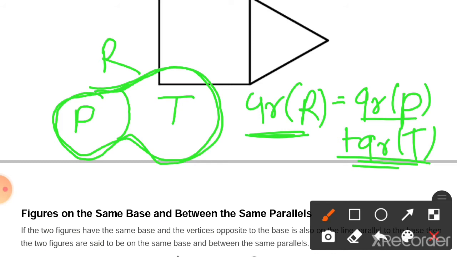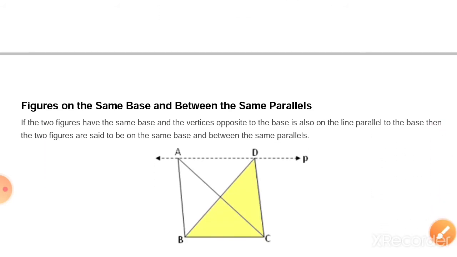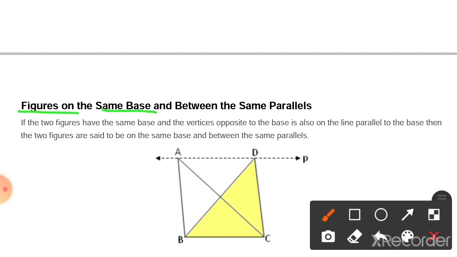Now the next thing we are talking about is figures on the same base and between the same parallels. First of all, when we say the same base and same parallel, there is a condition, correct? To read the statement carefully: if two figures have the same base and the vertices opposite to the base are also on a line parallel to the base, then the two figures are said to be on the same base and between the same parallels, correct students?